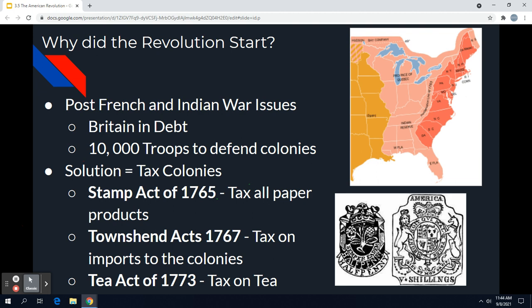And finally, the Tea Act was a tax on tea. The British had a monopoly on bringing tea into the colonies. So again, they had to pay the tax. There was no alternative. These taxes were put on the colonies without the colonists being able to vote on them. And this angered a lot of the colonists because they felt like they had no representation to be able to pick when and what they were taxed for.